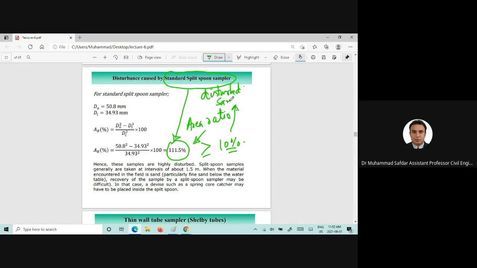You can also do the calculation for the standard split spoon sampler, and you can clearly see that the area ratio is significantly greater than 10%. Therefore, we are going to get the disturbed samples.